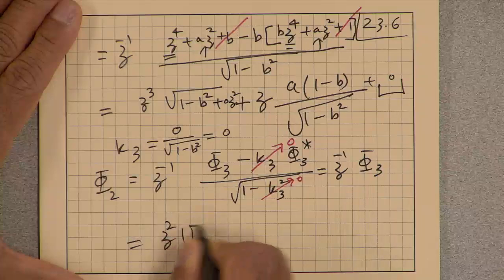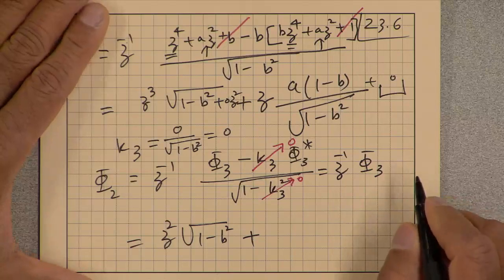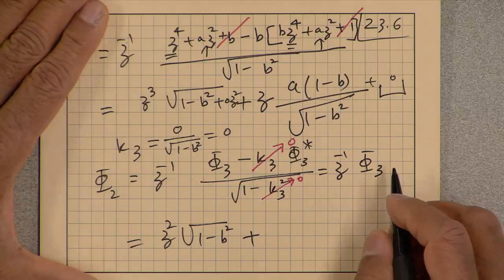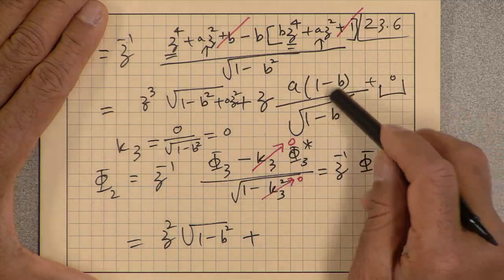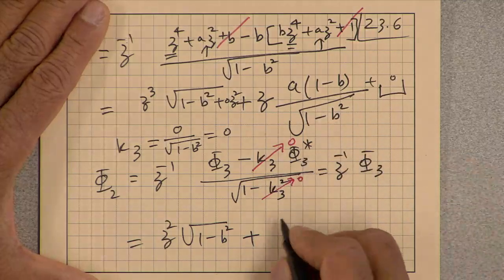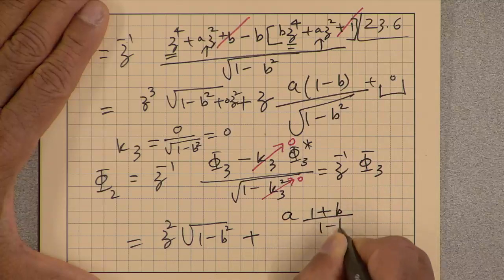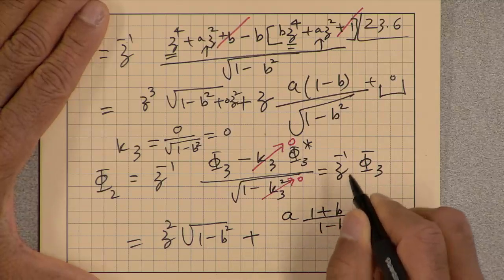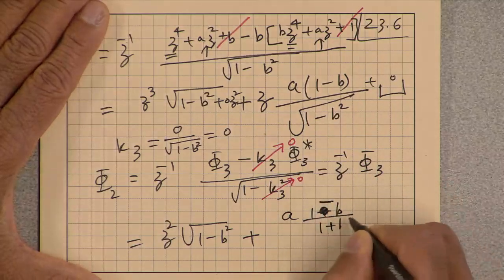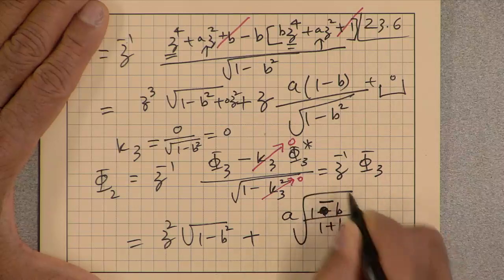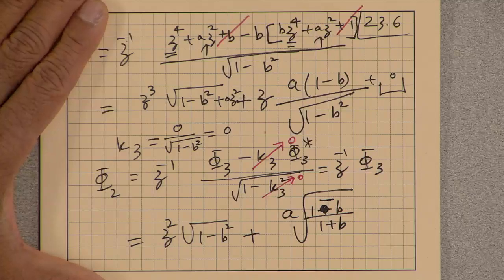So this is z squared times square root of 1 minus b squared plus, well, if I do a little more simplification and cross out square root of 1 minus b in the numerator and denominator, then I'm left with a times 1 plus b by 1. No, I crossed out 1 minus b, so 1 minus b left in the denominator, 1 plus b left. Okay, so that's the phi 2. So phi 2 becomes that quantity.